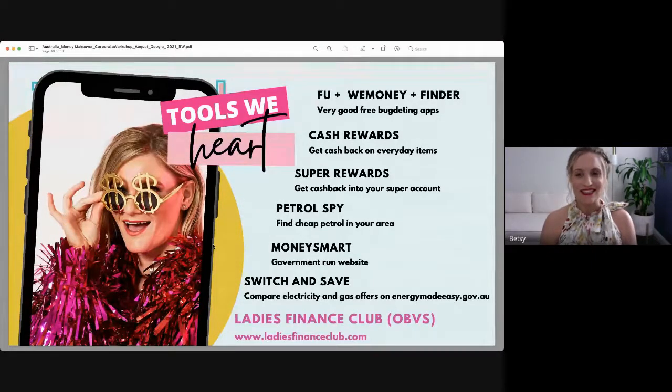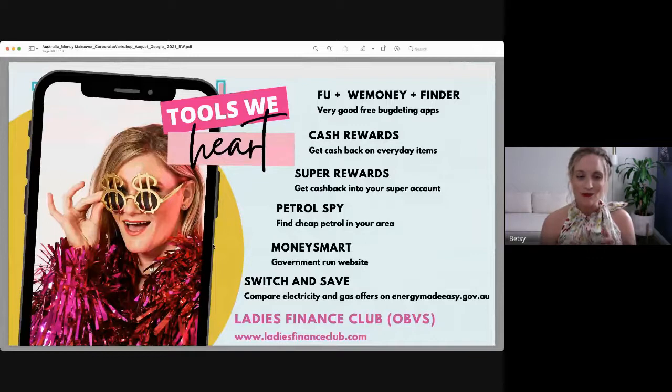Okay, I'm going to wrap up with some tools that we absolutely love, and then we're going to tackle some questions. So we love budgeting apps like Foo, WeMoney, and Finder, because who's got time for a spreadsheet? There's an app for that and it can do it for you, and they're pretty accurate. I know the Foo app is at least 95% accurate on its categorization. Cash rewards for getting cash back to your pocket. Super rewards for getting cash back to your super fund.